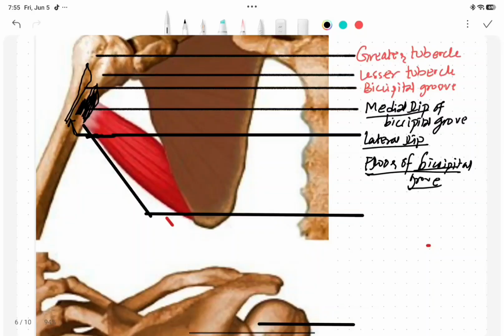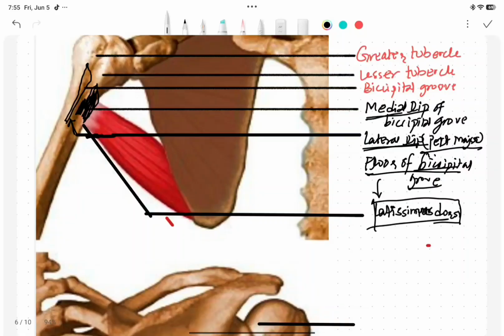So in the medial lip there is the insertion of the teres major, and in the lateral lip there is the insertion of the pectoralis major, pect major. And in the floor of the bicipital groove there is the insertion of the latissimus dorsi. So latissimus dorsi is inserted into the floor of the bicipital groove. In the lateral lip, pectoralis major is inserted, and in the medial lip, the teres major is inserted.